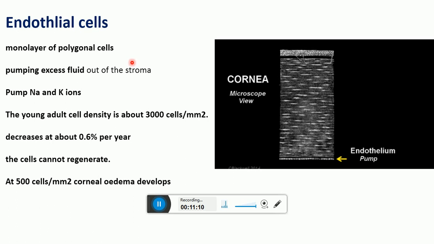Endothelial cells cannot divide or replicate. With aging, the cell density of the endothelium decreases. It is compensated by an increase in cell size, known as polymegathism, or shape variation, pleomorphism. As these endothelial cells are involved in corneal hydration, which helps in maintenance of corneal transparency, endothelial cell density below 800 cells per mm square leads to corneal decompensation. The young adult cell density is about 3000 cells per mm square and it decreases 0.6% per year.